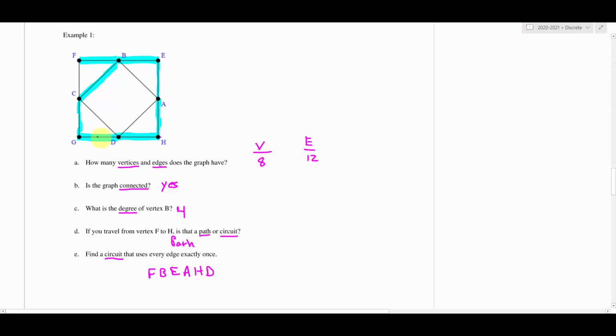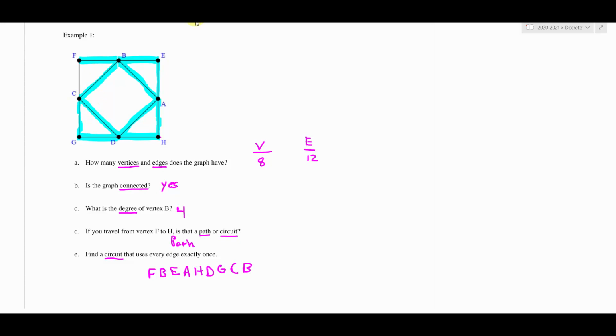Okay, so I went from D, G, C, B. Right, so G to C to B. And then from B, I only have one option. There's only one edge I haven't used, so I've got to go from B to A. And then once I'm at A, I only have one option, so I have to go from A to D. And then once I'm at D, I only have one option. I have to go back to C.